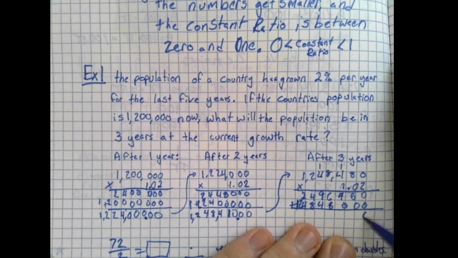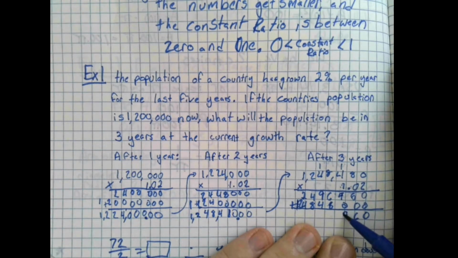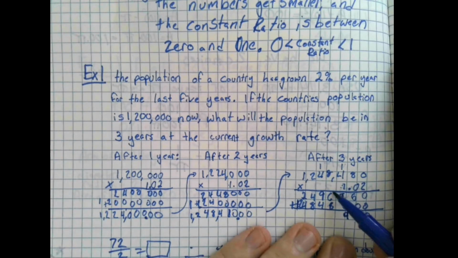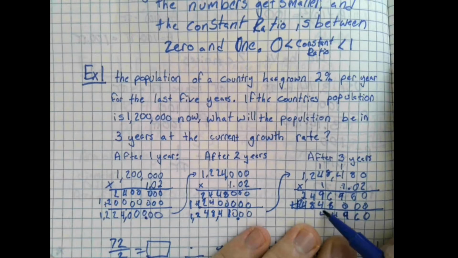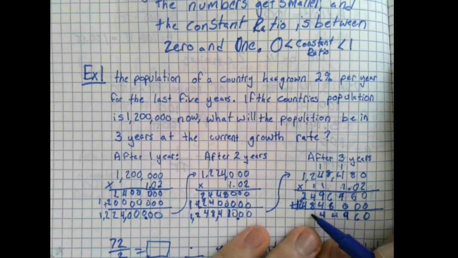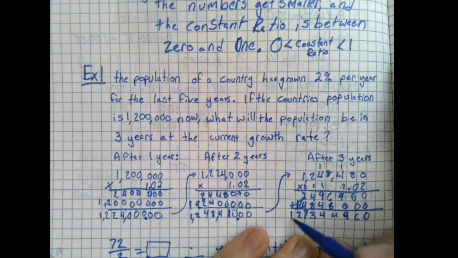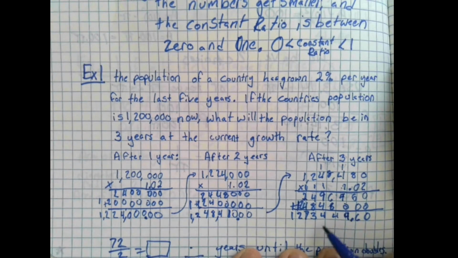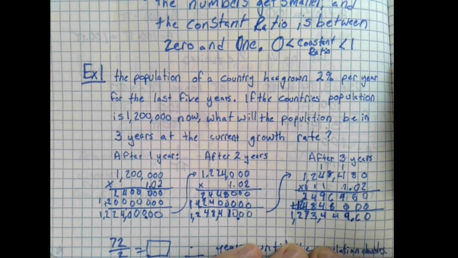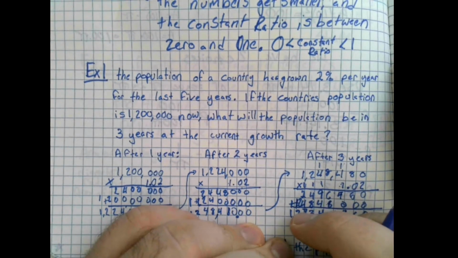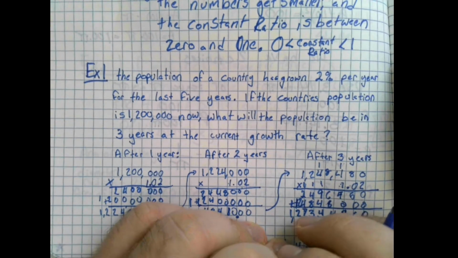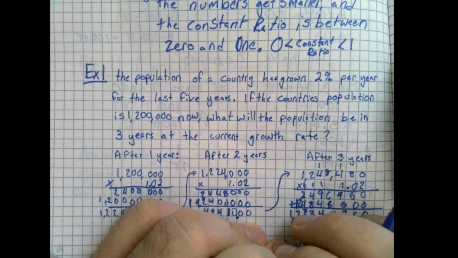So we're going to have 0 plus 0 is 0, 0 plus 6 is 6, 4 plus 0 is 4, or sorry, that's a 9. 9 plus 0 is 9, 6 plus 8 is 14. We'll get 14 again. We'll get 13. 1 and 2 and 4 make 7. We'll have 2 decimal places, so our final answer will be 1,273,449.6.